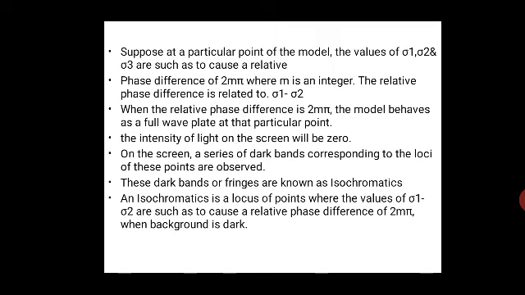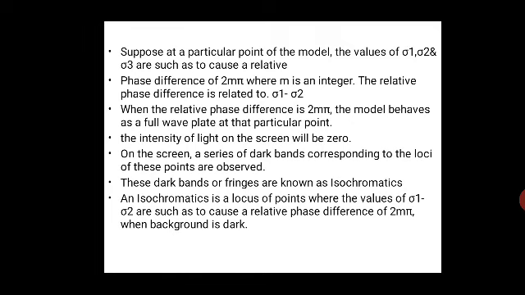Suppose at a particular point, the model has normal stresses in the sigma 1, sigma 2 and sigma 3 directions. In such cases, a phase difference of 2m pi emerges, and the relative phase difference is related only to sigma 1 and sigma 2, that is, the normal stress directions.